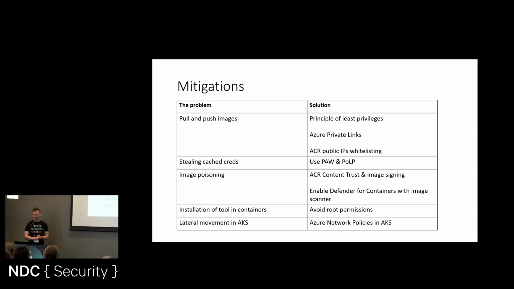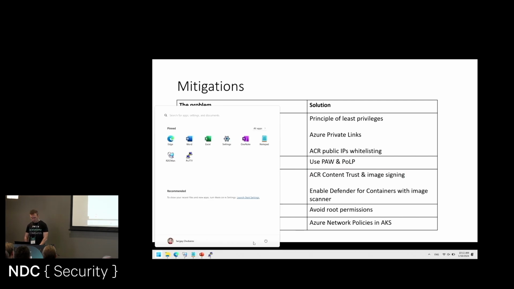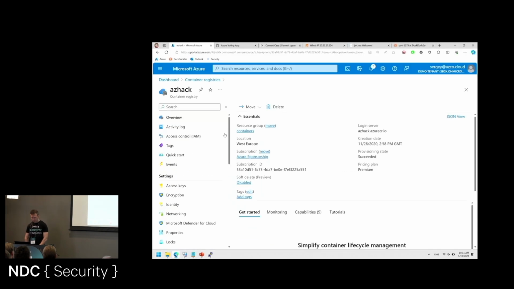All right. So next one will be a bit more complicated, and I will not show you a full demo. Otherwise, we will run out of time. Content trust and image signing. What you can do, you may sign your images with certificate, and only those images will be trusted. So you won't be able to push something which wasn't signed. You also must have premium tier for your container registry.